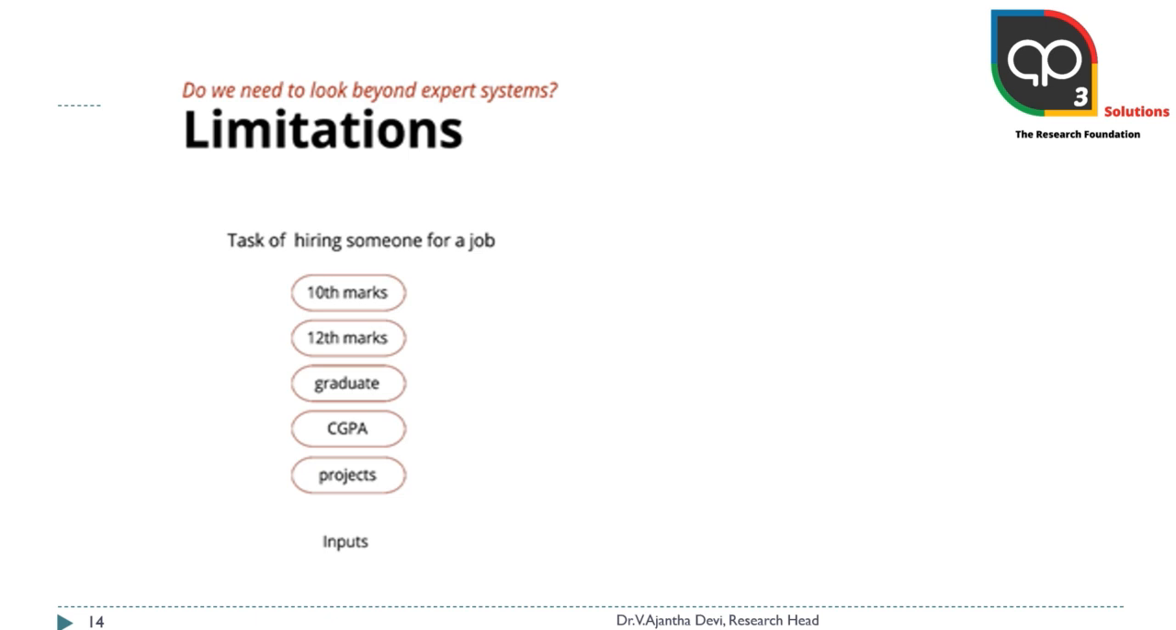Now we will discuss the limitations of an expert system and how we try to overcome some of those limitations by using machine learning. So let us take an example, with the features and what the exact output would be.